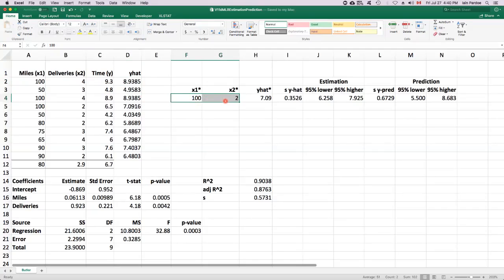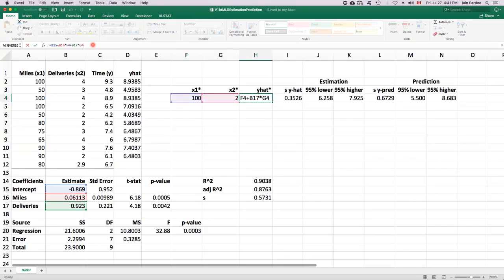And we're going to think about two different types of estimation or prediction. The first one is what we're going to call an estimation. This is an estimate of the mean travel time for all trucks that travel 100 miles and make 2 deliveries. So our estimate for the mean travel time is calculated the way I just mentioned: minus 0.869 plus 0.06113 times 100 plus 0.923 times 2. So that comes to 7.09.